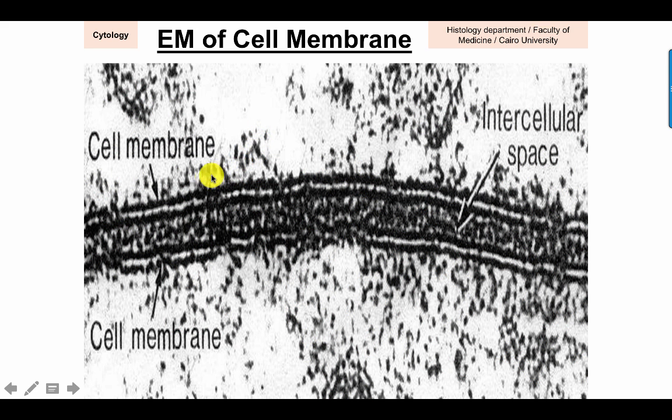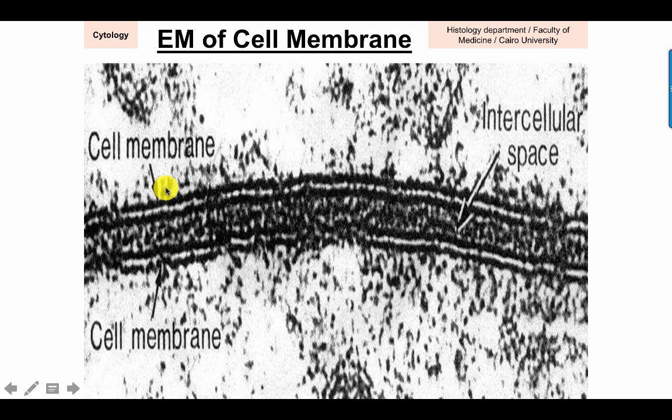Here is the EM picture showing the cell membrane of two adjacent cells. This is the cell membrane of one cell. This is the intercellular substance, and this is the cell membrane of the adjacent cell. Each cell membrane is formed of two dark lines, or two electron-dense lines, representing the hydrophilic portion of the phospholipid, and the central electron-lucent layer representing the fatty acid hydrophobic tails.